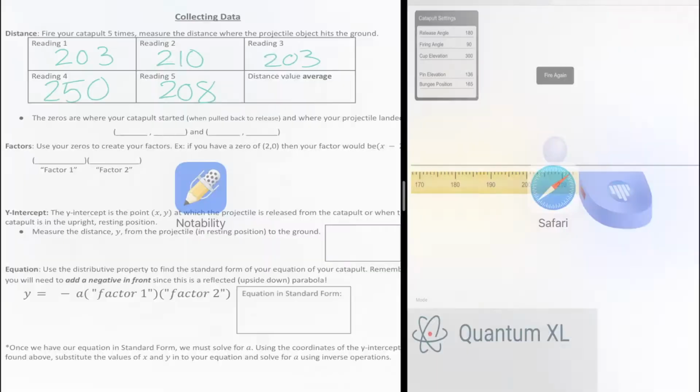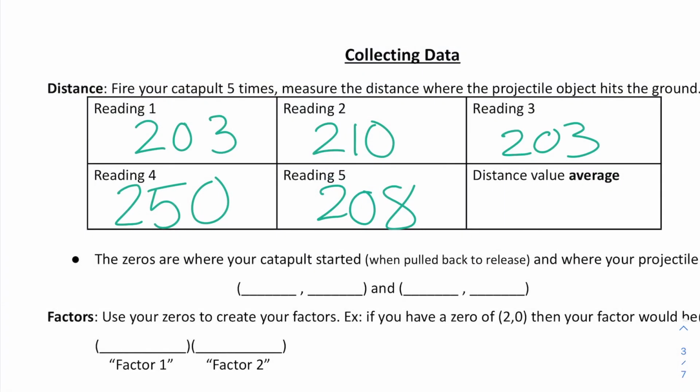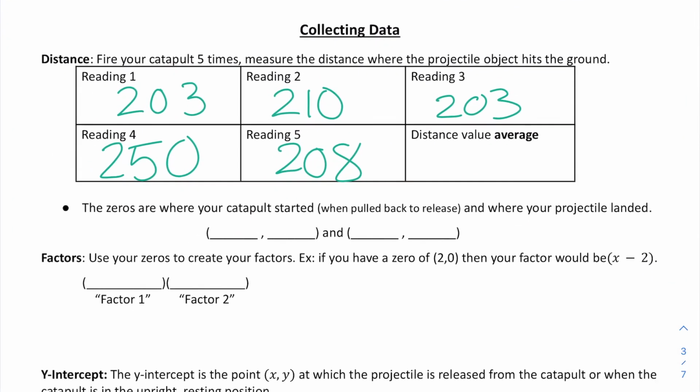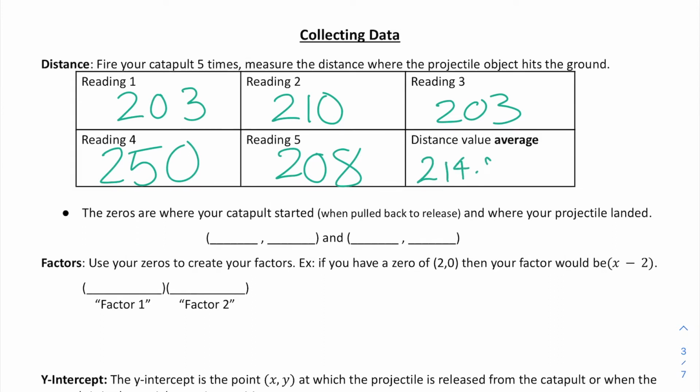So once you're done with that, you can get rid of the Sigma Zone. We're not going to be using that anymore. And you're going to find the distance of your value averaged. So 203 plus 210 plus 203 plus 250 plus 208 divided by 5 to find the average is 214.8. I'm going to round this to 215.